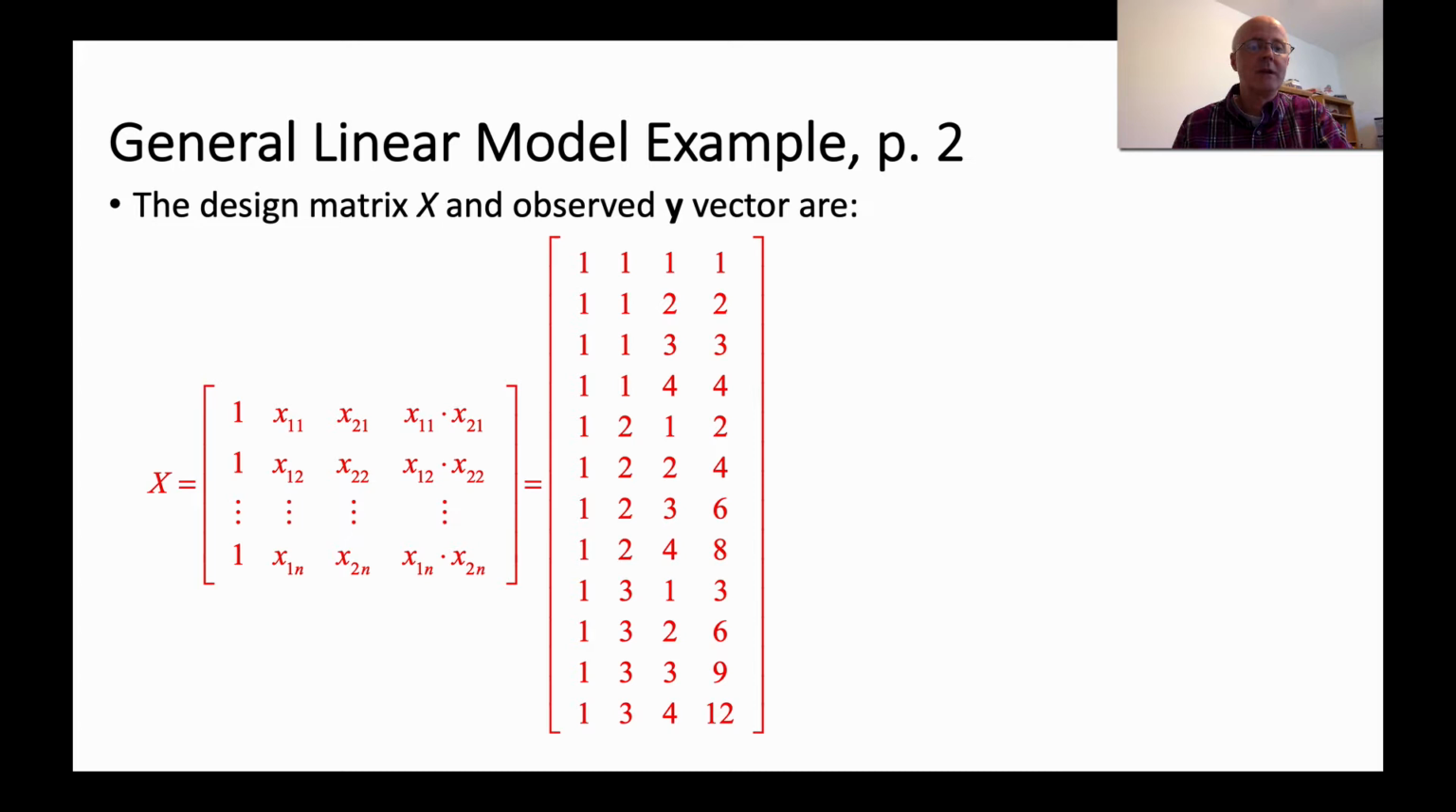And here it is. Here's the general form, and here it is for our particular example. Ones in the first column. These are the x1 values in the second column. They range from 1 to 3. These are the x2 values in the third column. They range from 1 to 4. These are actually the same x1 and x2 values as in lecture 19. And this fourth column is x1 times x2. Notice, for example, that 8 is 2 times 4, 9 is 3 times 3, etc. Okay, that is our design matrix.